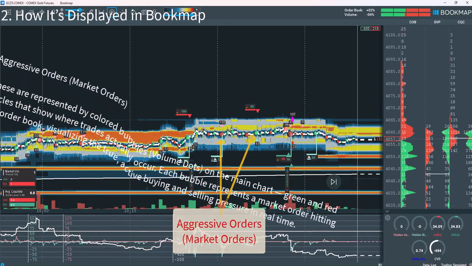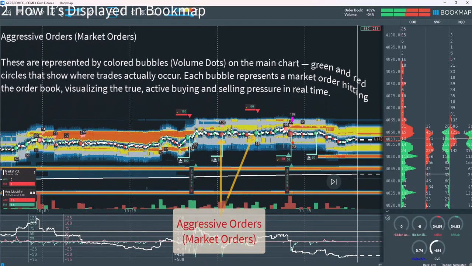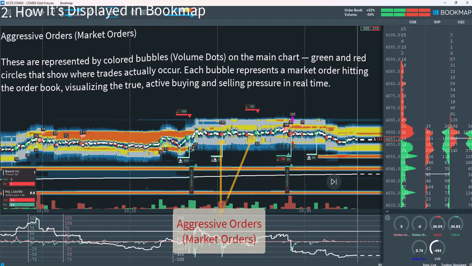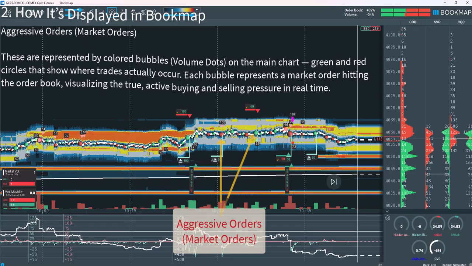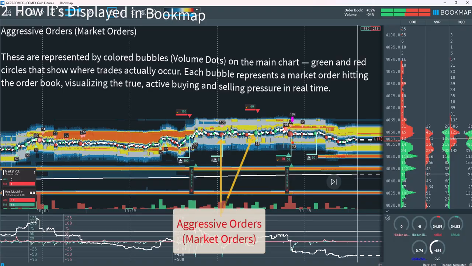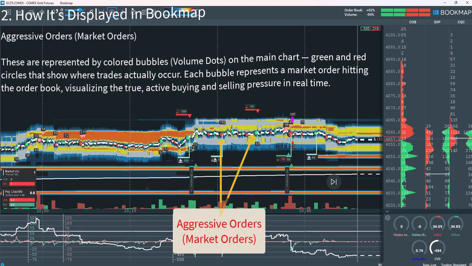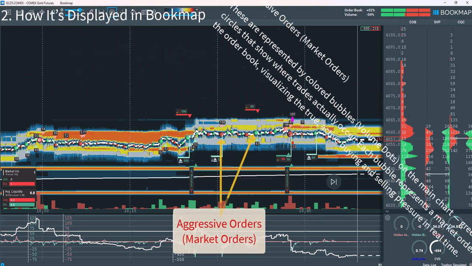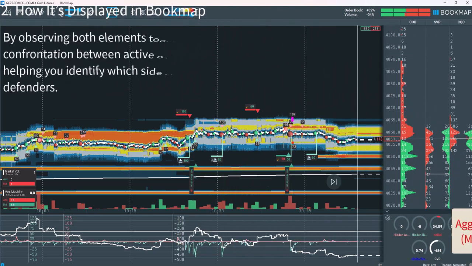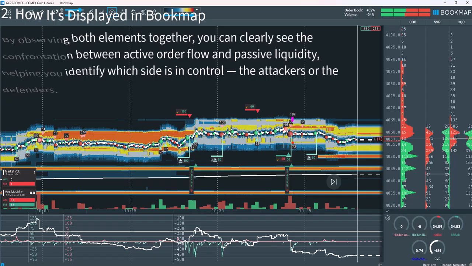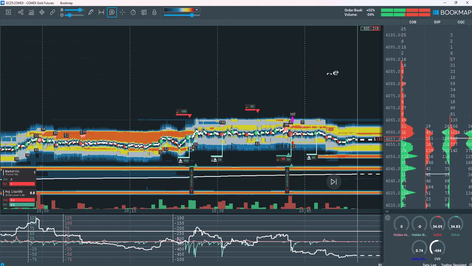Aggressive orders. These are represented by colored bubbles on the main chart, green and red circles that show where trades actually occur. Each bubble represents a market order hitting the order book, visualizing the true active buying and selling pressure in real time. Red bubbles equal sell market orders. Green bubbles equal buy market orders. By observing both elements together, you can clearly see the confrontation between active order flow and passive liquidity, helping you identify which side is in control, the attackers or the defenders.